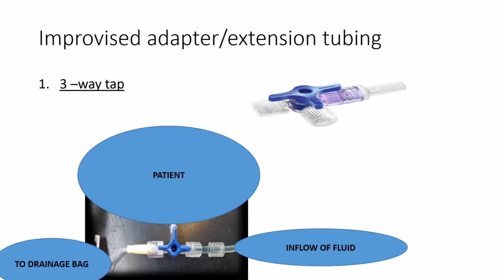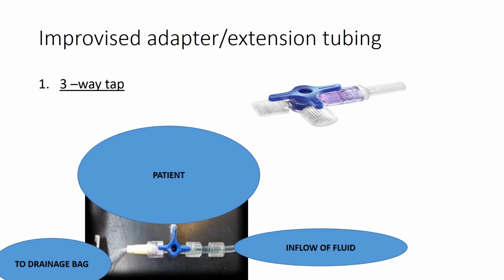In terms of the extension tubing and improvised adapter, it depends what sort of consumables you have available. So if you don't have fluids, you don't have any adapters, you don't have any catheters, then you can use a 3-way tap as an adapter, which is what is shown up there. Connect the 3-way tap to the nasogastric tube, which is coming from the patient, and then use one hub for inflow of fluid.